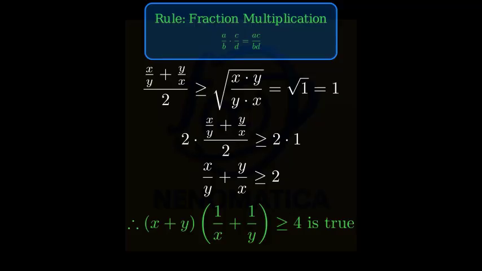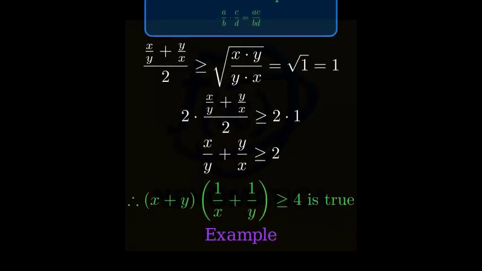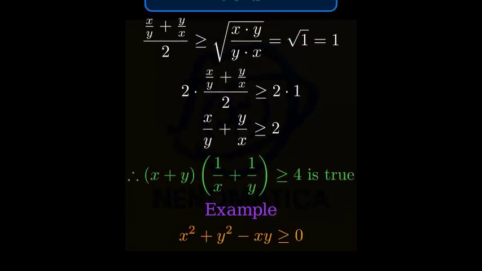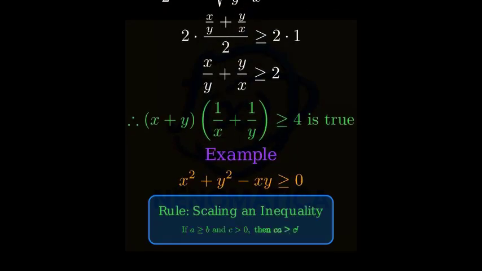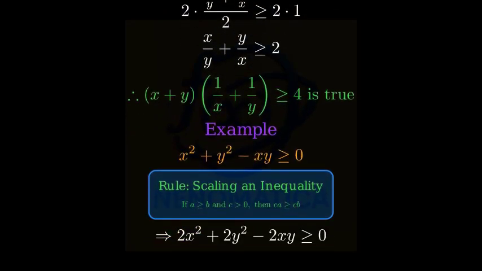Now, let's look at our second example. Prove that for real numbers x and y, x squared plus y squared minus xy is greater than or equal to 0. Let's solve this inequality. First, let's multiply both sides of the inequality by 2 to make our calculations easier. We get 2x squared plus 2y squared minus 2xy is greater than or equal to 0.